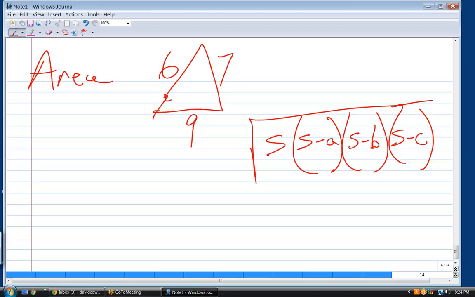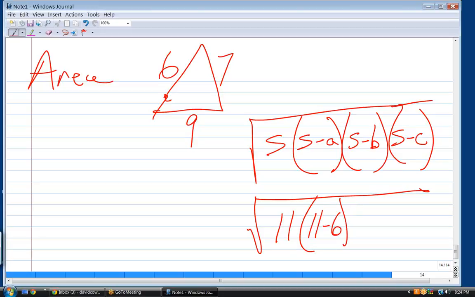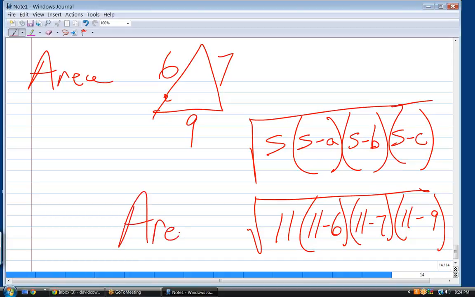It's the square root of S, S being the semi-perimeter, in other words, half of 22. So it's 11. Just to find S, do we do 6 plus 7 plus 9 over 2? Yep. Okay. So S is 11 times 11 minus 6 times 11 minus 7 times 11 minus 9. That would be the area of that triangle.